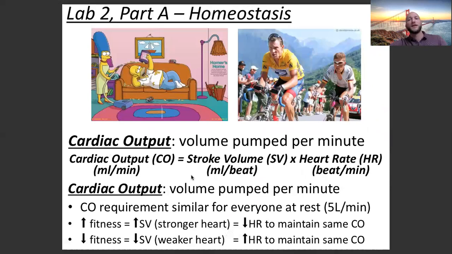Heart rate is not homeostatically controlled. You don't have a set point for heart rate. What you do have is a set point for blood pressure, and heart rate is one of the variables that affects blood pressure. So heart rate is like a lever that you can use to change blood pressure. If your blood pressure goes up, you can slow your heart rate to bring blood pressure back down. If your blood pressure goes down, you can increase your heart rate to increase your blood pressure.